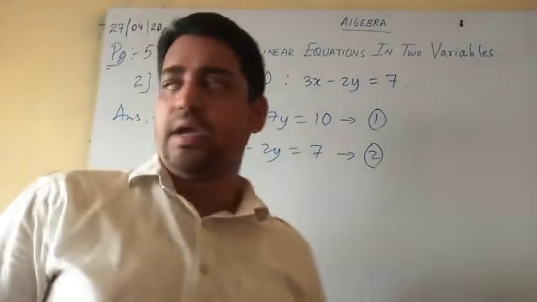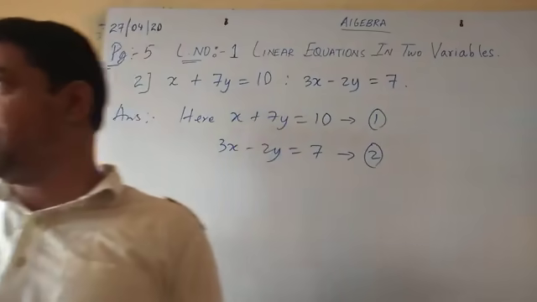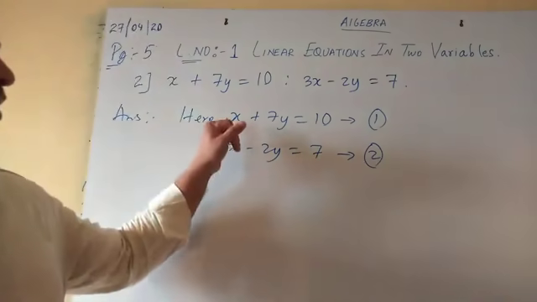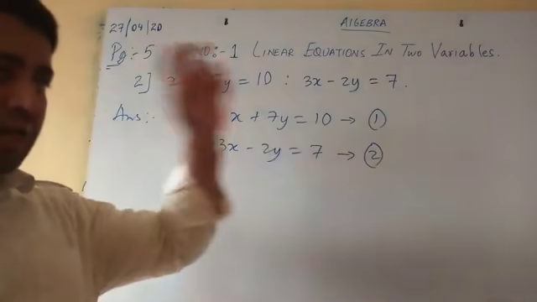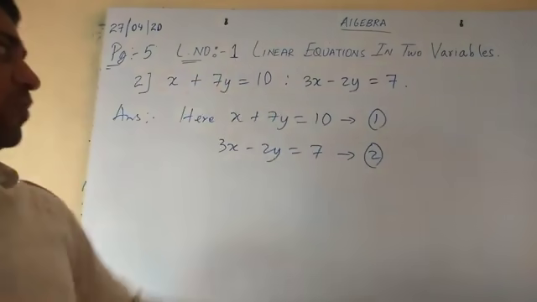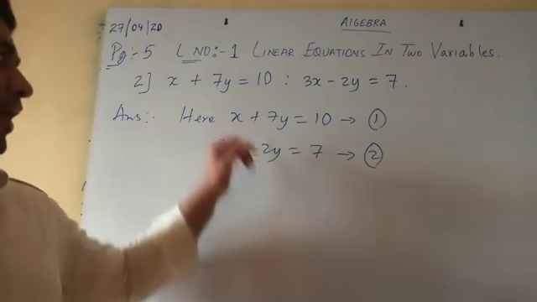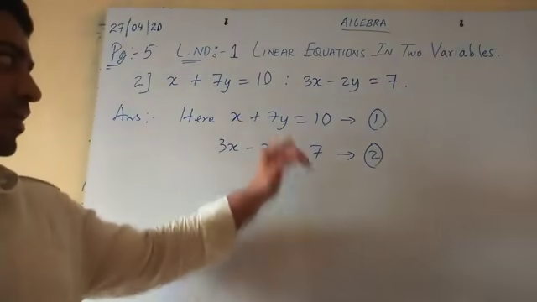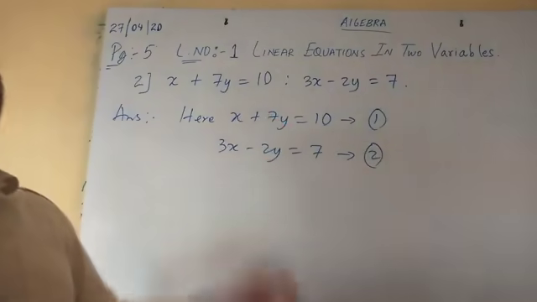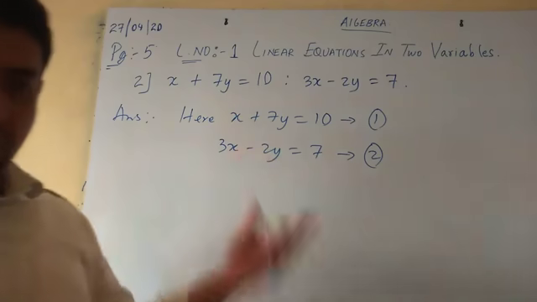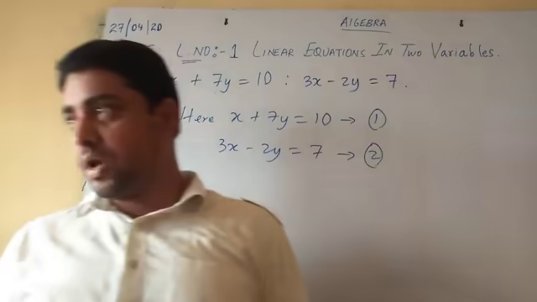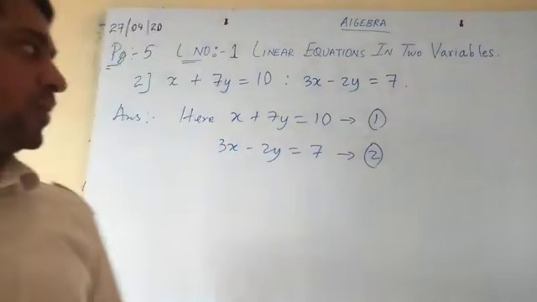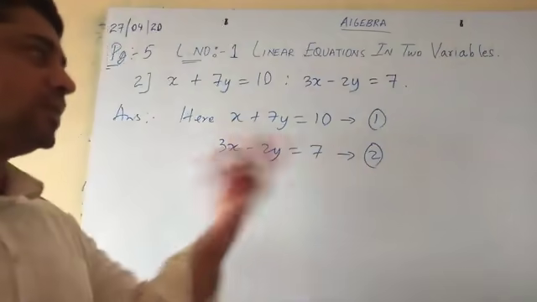Now here we will find one difference. In the previous sum, we had one of the variables, one of the terms, equal in both equations, but here we don't have that. The first equation has x and the second equation has 3x; the first has 7y and the second has 2y. So neither of them gets eliminated together. We'll have to make one of the terms equal to the other one.